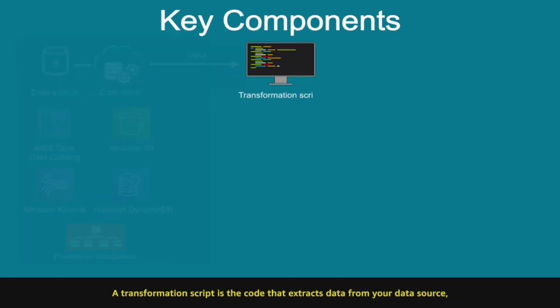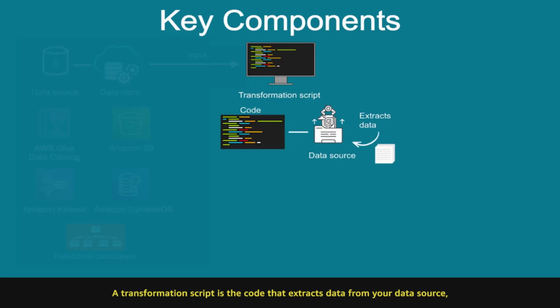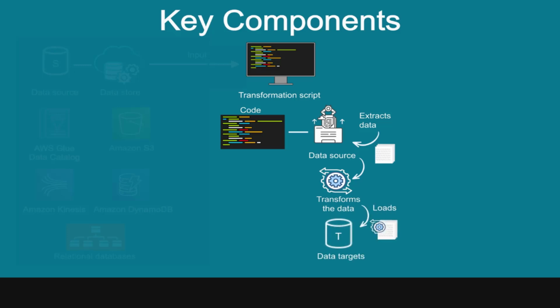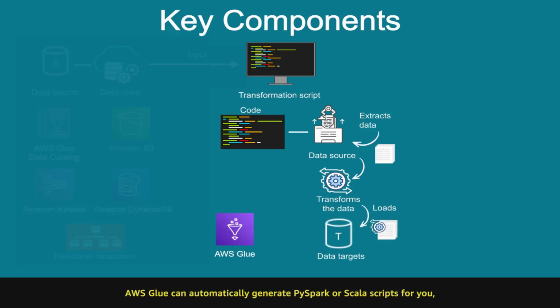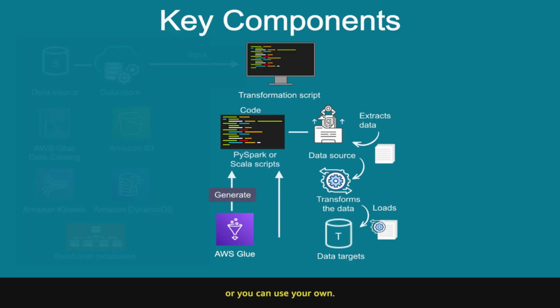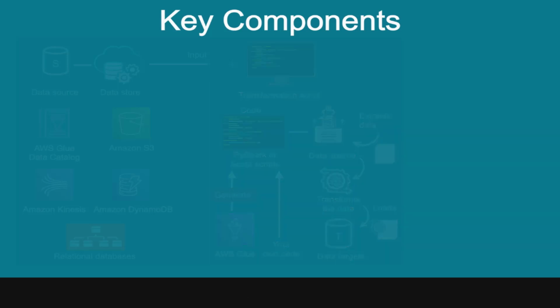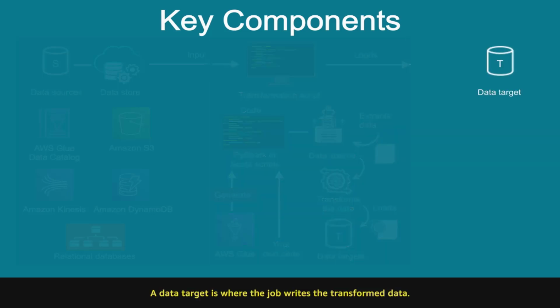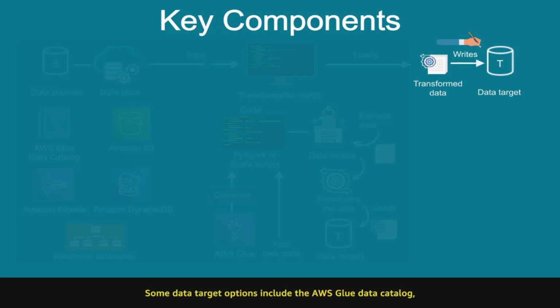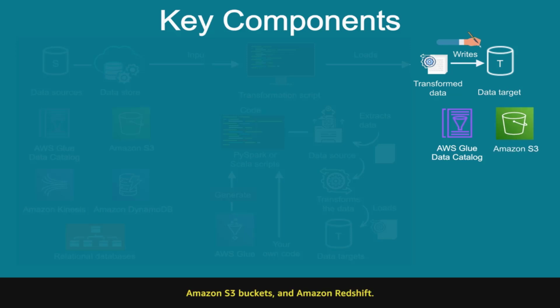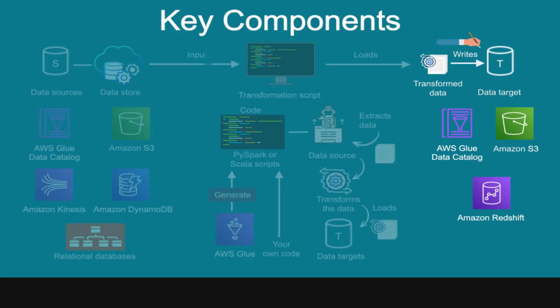A transformation script is the code that extracts data from your data source, transforms the data, and loads it into your data targets. AWS Glue can automatically generate PySpark or Scala scripts for you, or you can use your own. A data target is where the job writes the transformed data. Some data target options include the AWS Glue Data Catalog, Amazon S3 buckets, and Amazon Redshift.